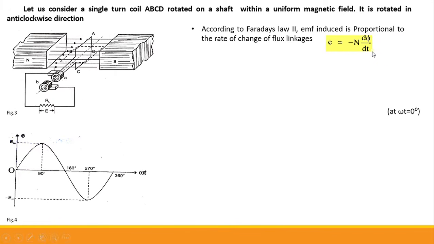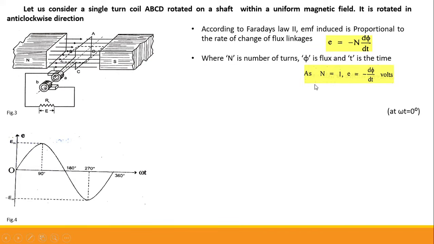E is EMF, minus N, N is number of turns, d phi by dt. Phi stands for flux, t for time. d phi by dt means change in flux with respect to time, where N is number of turns, phi is flux and t is the time. Here we considered single turn coil, so N is equal to 1. We can rewrite the above equation. E is equal to minus 1 into d phi by dt volts.